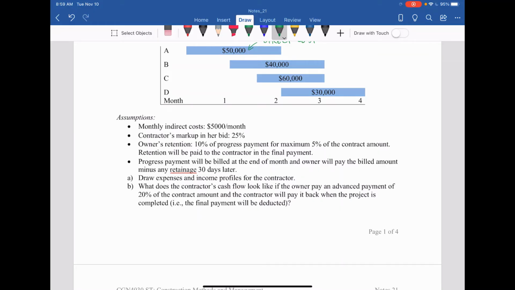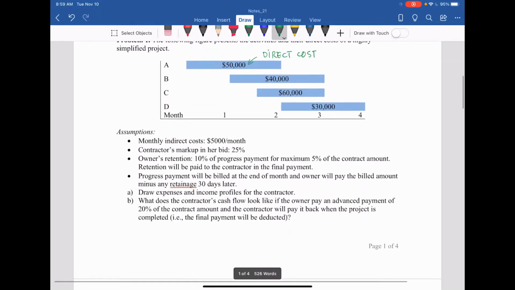Draw expenses and income profiles for the contractor. B, what does the contractor cash flow look like if the owner pays an advance payment of 20% of the contract amount, and the contractor pays it back when the project is completed, that is, it will be deducted in the final payment? The advance payment term is also discussed in the first lesson video of this lesson.